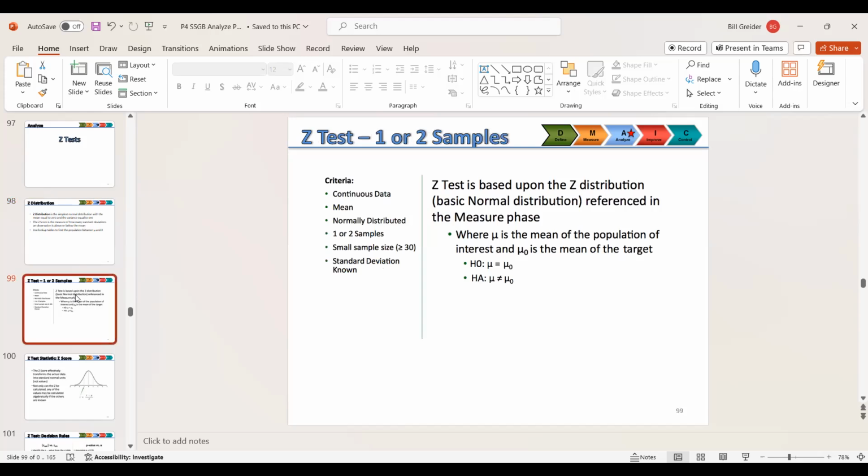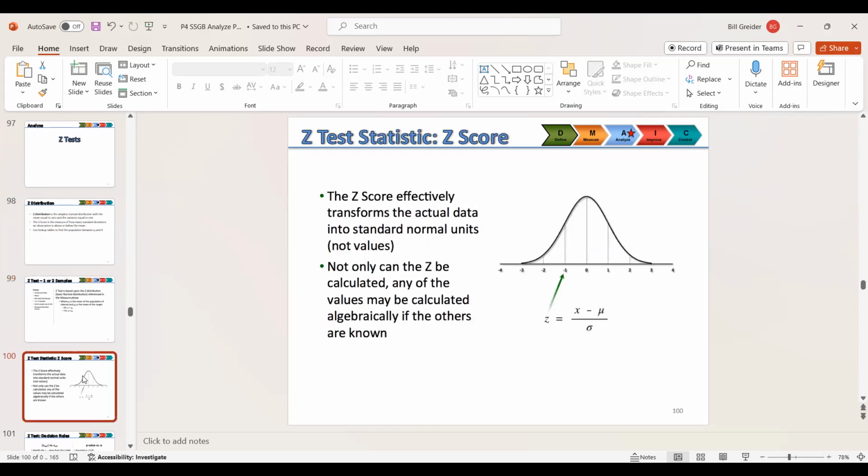So a 1 or 2 sample z-test: continuous data, we're looking at average, it's normally distributed, 1 or 2 samples, small sample size, standard deviation is known. And again, there's the null hypothesis, and we have a test statistic, and we're going to compare that to a table and see if we can reject the null hypothesis.